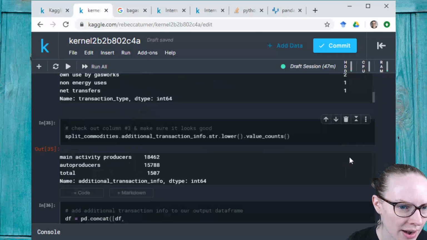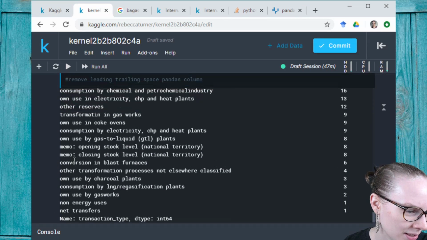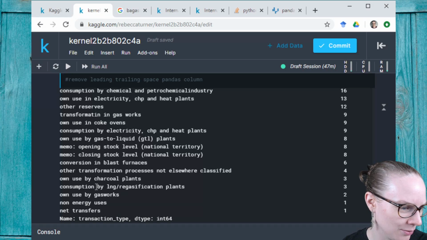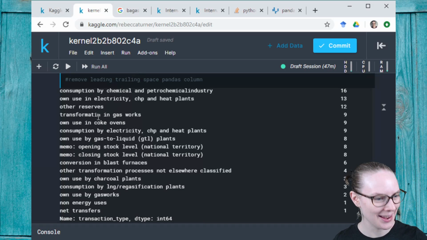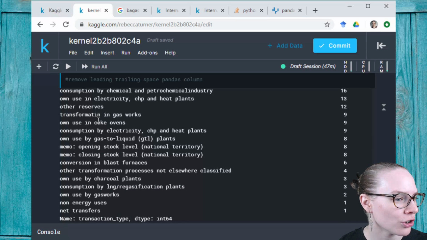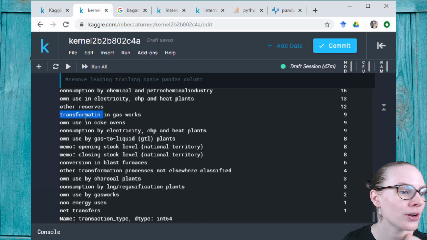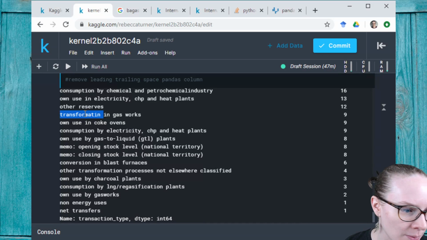Let's look at the rare ones. Net transfers, non-energy uses, own use by gasworks, consumption by LNG regasification plants, own use by charcoal plants. Memo, opening stock level, national territory. Memo, closing stock level, national territory. Conversion in blast furnaces. Oh, here's a typo. Transformation in gasworks. So that was probably actually a problem.